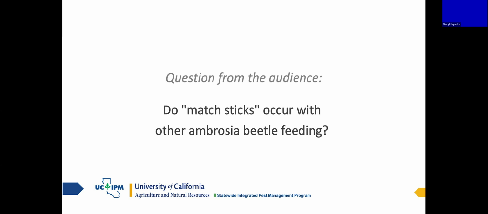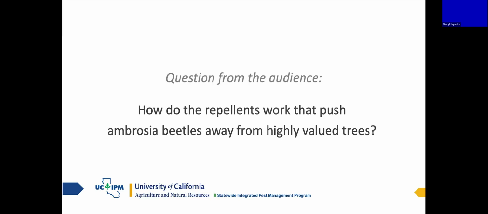And I think this is the last one, correct? Yeah, this is the last one. And then one question during this one: do matchsticks occur with other ambrosia beetle feeding? Yes, it's a really common symptom, including with polyphagous shot-hole borer. That's why we don't want to depend on the visual symptoms for this.